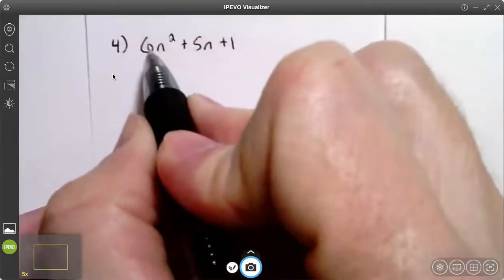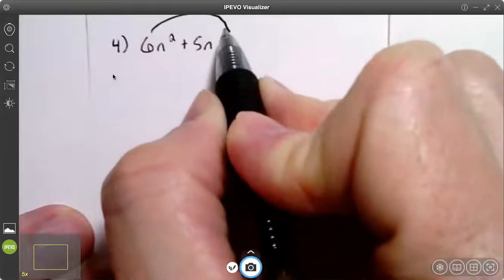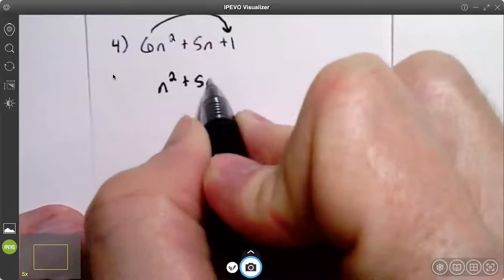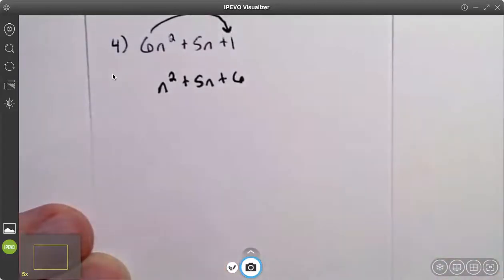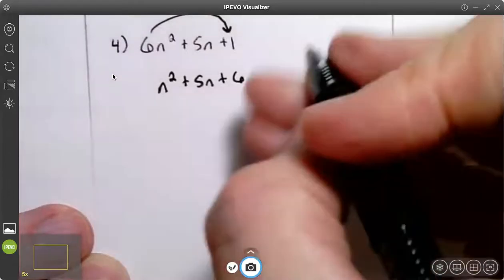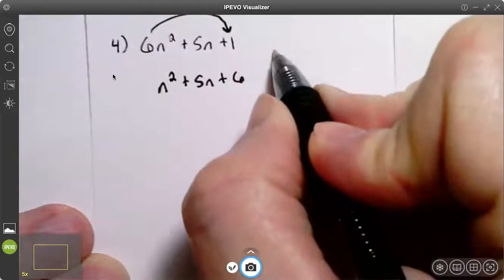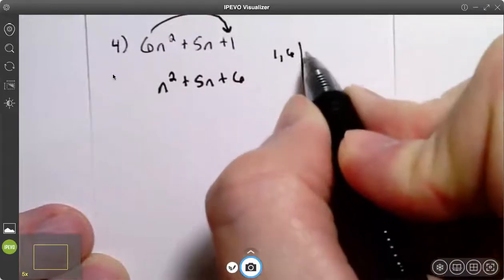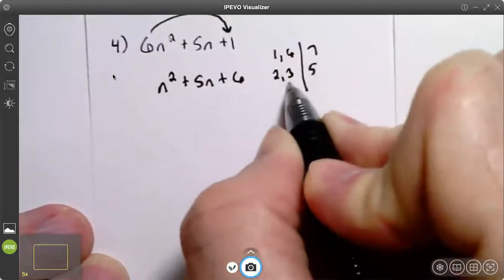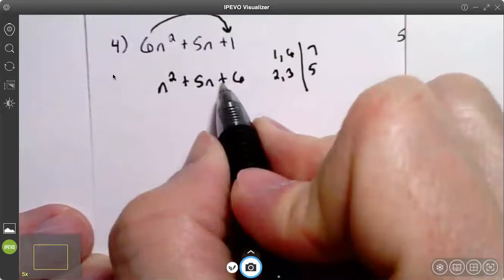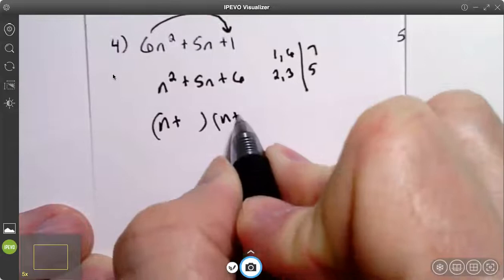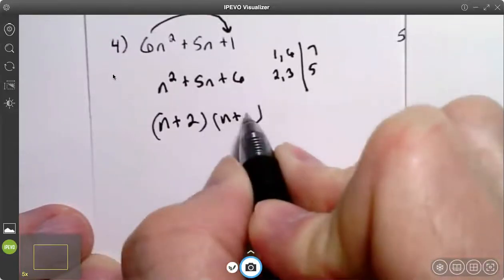which means I'm going to take this 6, swing it over, and multiply it by this 1. That gives me n squared plus 5n plus 6. Now I do use the table method in the midst of this because now I have a leading coefficient of 1. 1 times 6 is 6. 1 plus 6 is 7. 2 times 3 is 6. 2 plus 3 is 5. My numbers are 2 and 3. This tells me my signs are the same. This tells me they're both positive. My numbers are 2 and 3.